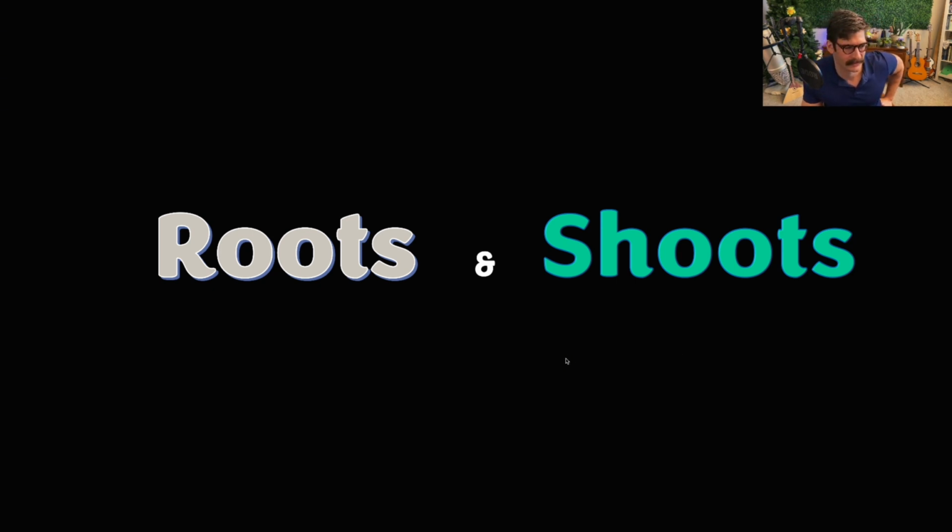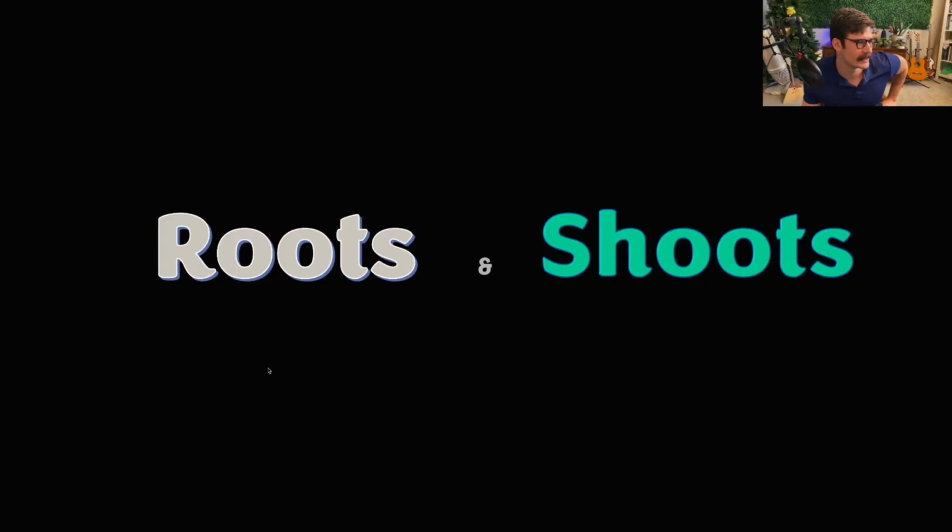So plants are pretty easy. They got two things. They got roots and shoots. And that's it. Isn't that easy? Done. We're done with the presentation. Thank you very much. No, just kidding. Okay. It has roots and shoots.